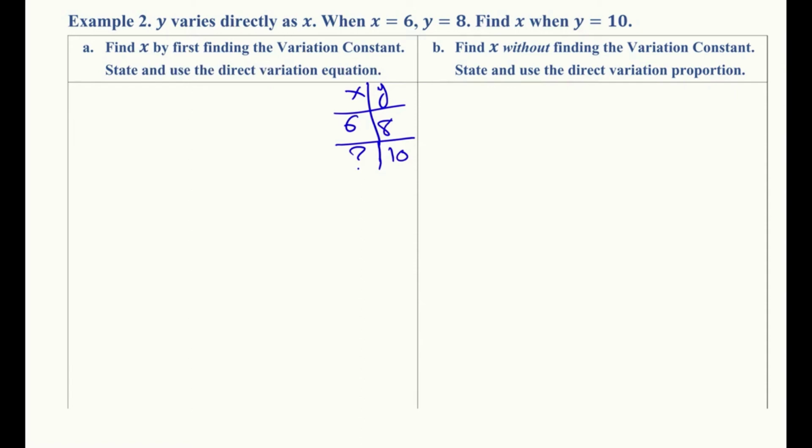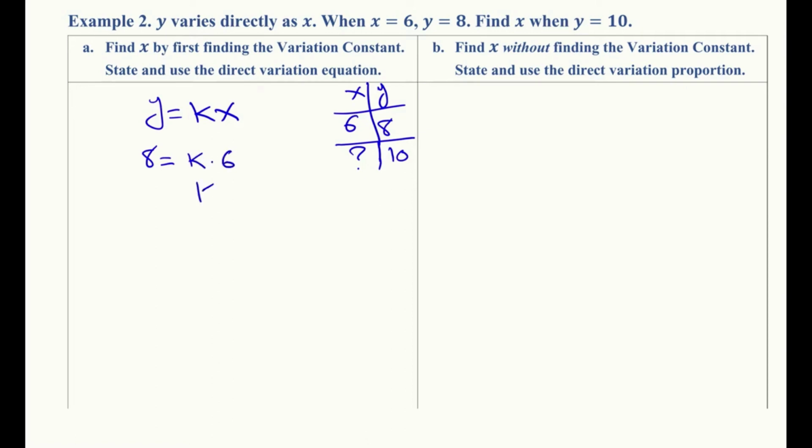So to do so, first of all, we realize that the general variation equation here is just going to be y equals kx for some constant k. We don't have it yet, but we can find it. In fact, we could take the ordered pair, both of whose components we know, to find the value of k. So for y, I'm going to plug in 8, and for x, I'm going to plug in 6. So I get 8 equals k times 6.